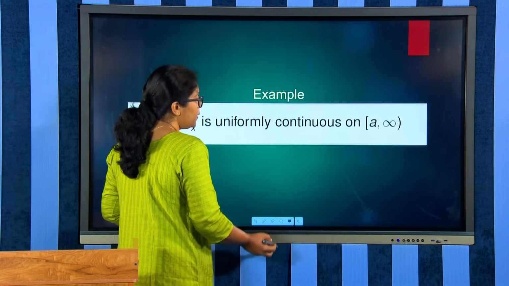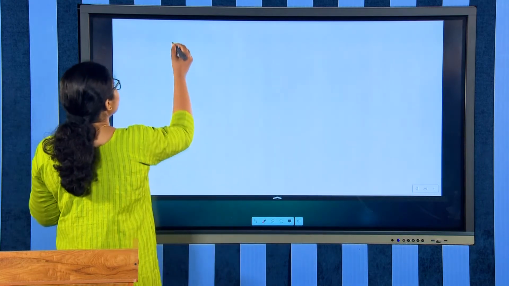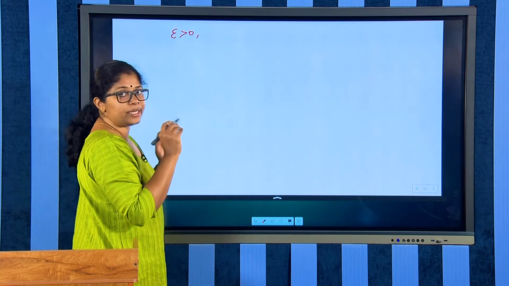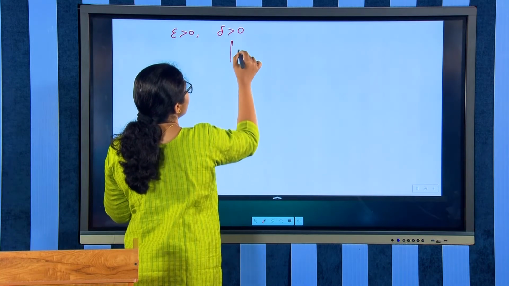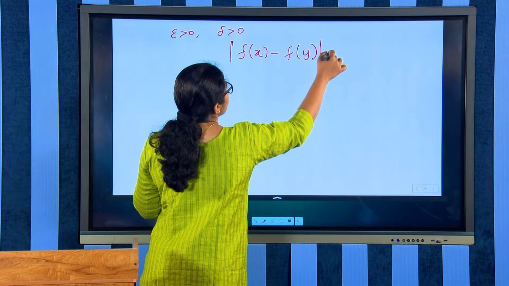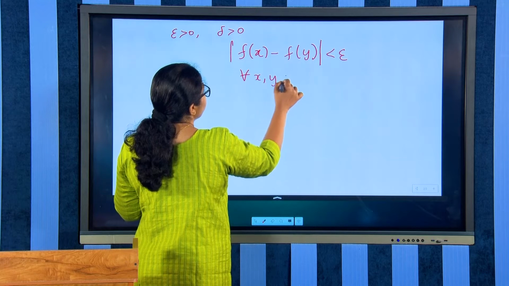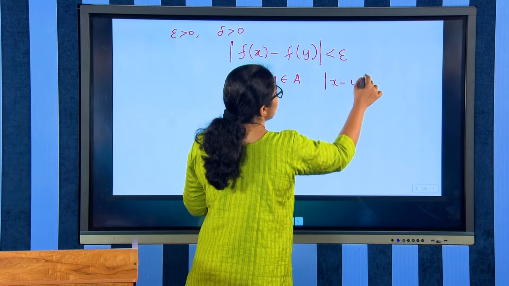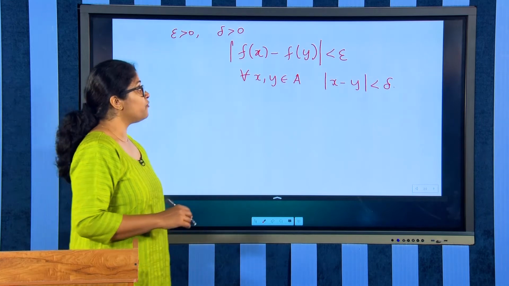So, let us look at the proof of this based on the definition. What was uniform continuity? Given epsilon greater than 0, we should be able to find out a delta greater than 0 such that modulus of f of x minus f of y should be strictly less than epsilon for every x and y in A or in the domain for which modulus of x minus y is less than delta. So, this was the condition that we had to prove.